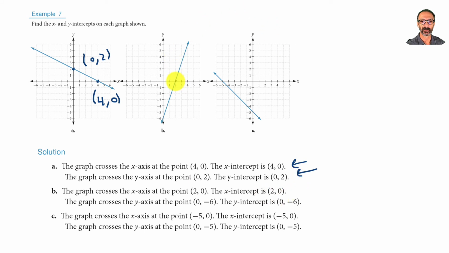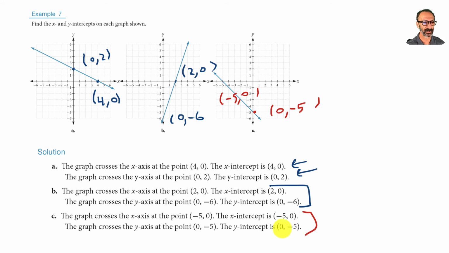For this one here, the x-intercept, I'm saying x because I'm crossing the x-axis, is 2 comma 0, and the y-intercept is 0 comma negative 6, and they are mentioned right here. The last one, let's use a different color right here. The x-intercept is negative 5, 0, and the y-intercept is 0, negative 5. That's the y-intercept down here, which you could see. Okay, next.